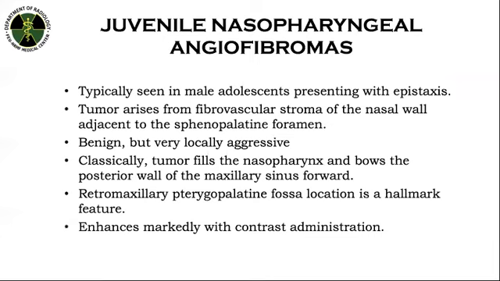The next is the juvenile nasopharyngeal angiofibromas. It is typically seen in male adolescents presenting with epistaxis. The tumor arises from fibrovascular stroma of the nasal wall adjacent to the sphenopalatine foramen. It is benign, but very locally aggressive. And classically, the tumor fills the nasopharynx and bows the posterior wall of the maxillary sinus forward. And then the retromaxillary pterygopalatine fossa location is a hallmark feature for the juvenile nasopharyngeal angiofibromas.